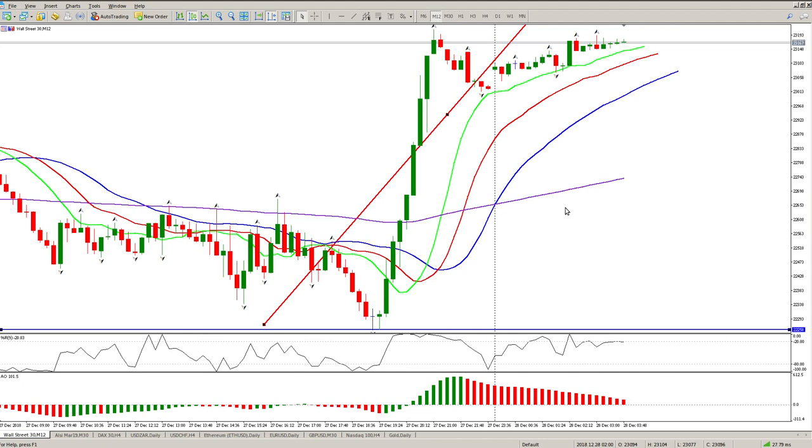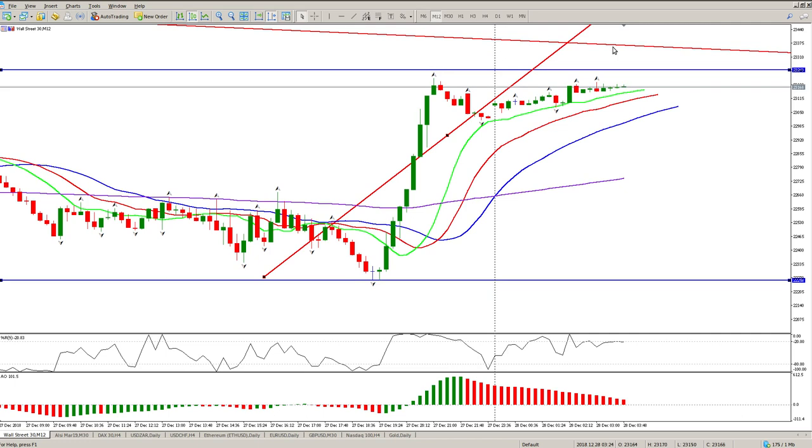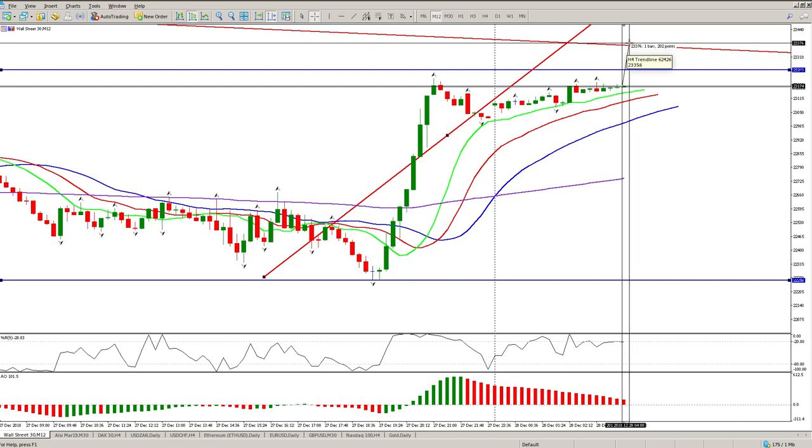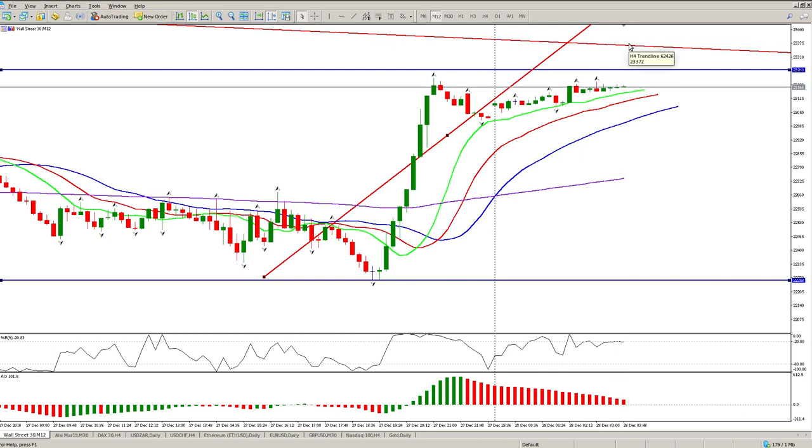Okay, you can see the other concern that we do have here. You can see how we're just following the alligator like this. So the way I'm going to play this today is quite simple. I am expecting resistance on this downward trend line. So I am expecting resistance in 200 points time.